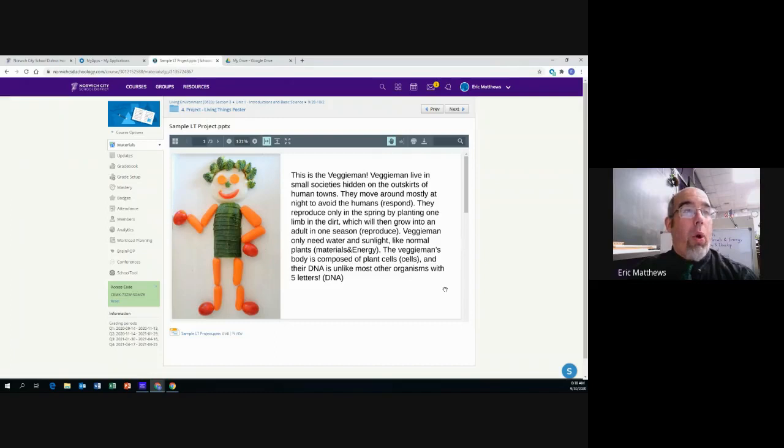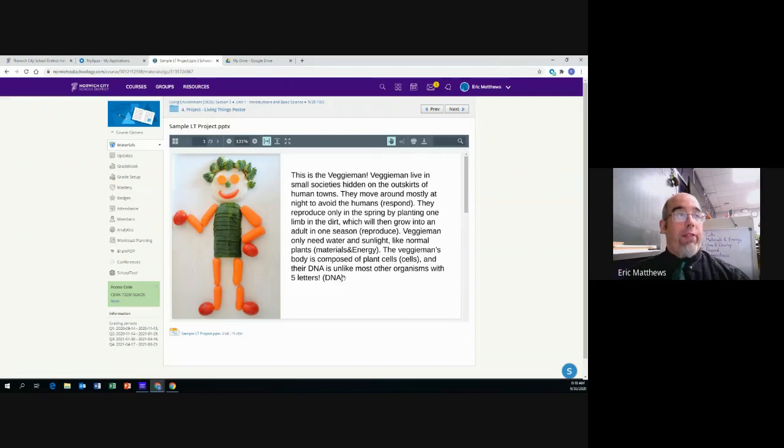Veggie men only need water and sunlight like normal plants, materials and energy. The Veggie Man's body is composed of plant cells, and their DNA is unlike most other organisms with 5 letters, not just A, T, C, and G, but A, T, C, G, and O, or something else. All right, now, this project isn't bad. We have the basics, but it's only going to get 1 point for characteristics because I've only got 5, even though they're done relatively well.